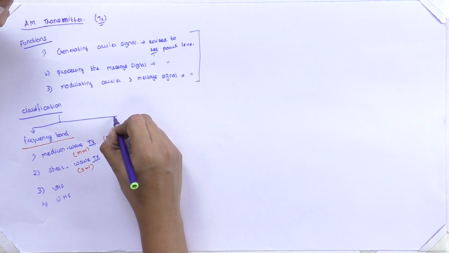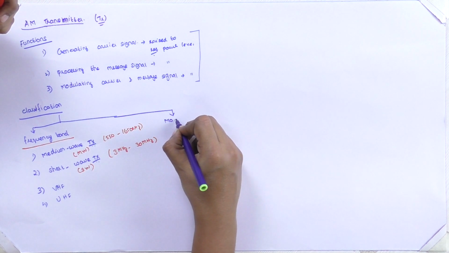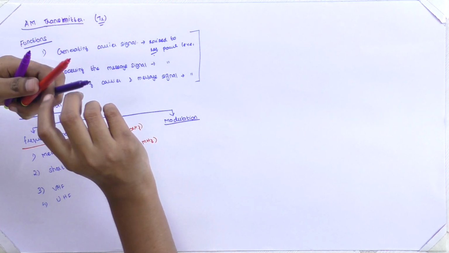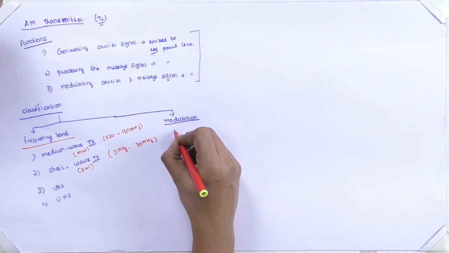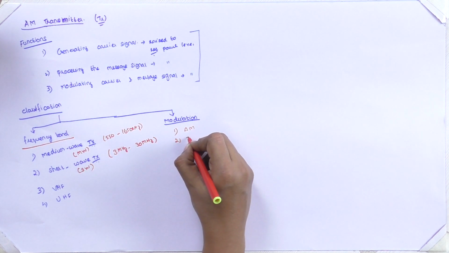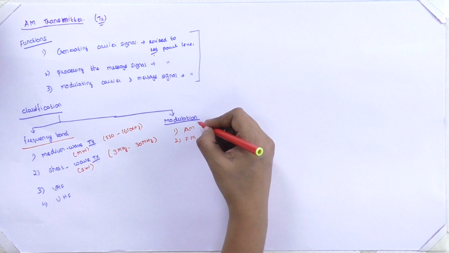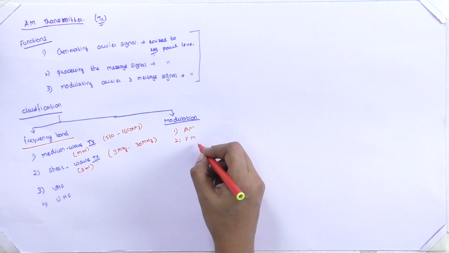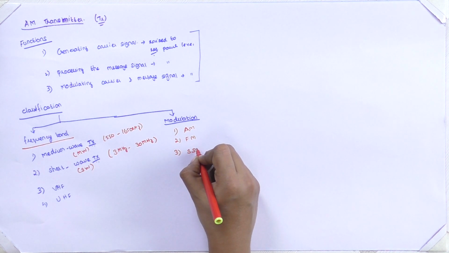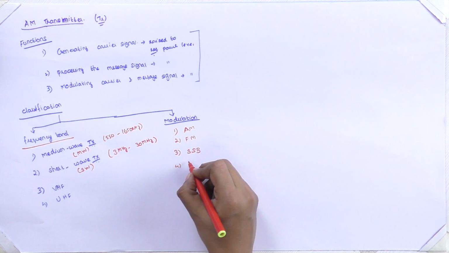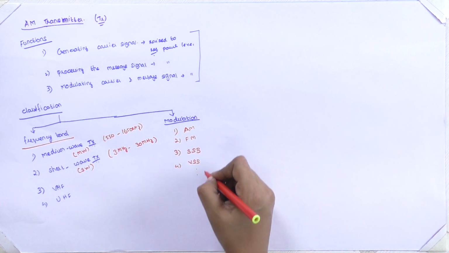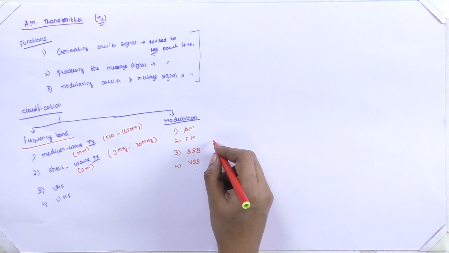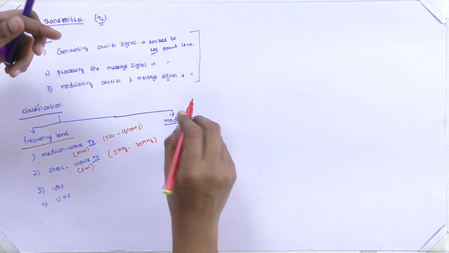Second one is based on the modulation. Based on the modulation, it can be classified as AM transmitter, second, FM transmitter. If our modulation is amplitude modulation, then it is an AM transmitter. If our modulation is frequency modulation, then it is referred to as FM. Then SSB, and fourth one is VSB. Depending on our modulation, it is classified as amplitude modulation, frequency modulation, single sideband modulation, and vestigial sideband modulation transmitter.